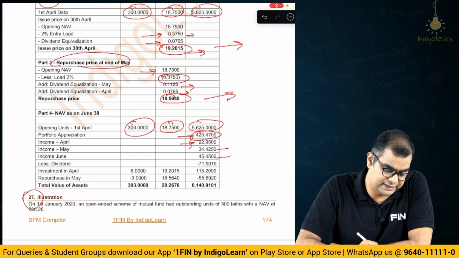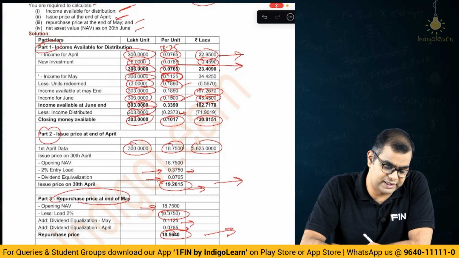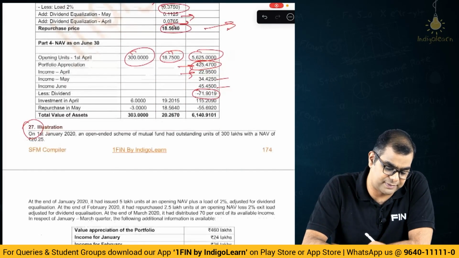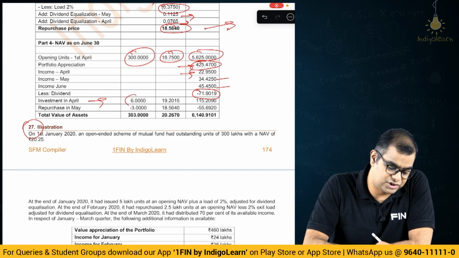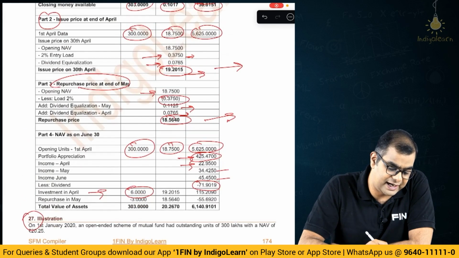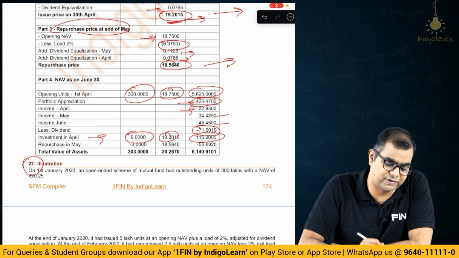You have 3 incomes. Then dividend. How much dividend did you declare? We already know here the dividend that we declared is 71.9019. So, you subtract the dividend. Then fresh money that has come into the system. How much? 6 lakh units. At what rate did you issue? 19.2015. So, into 19.2015. So, 115 lakhs.